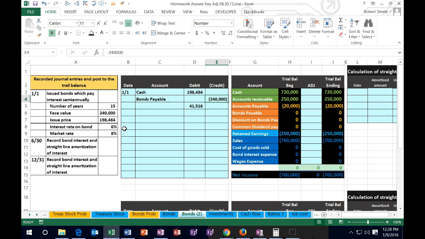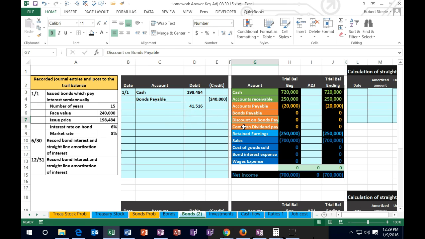You can't change the market rate, and therefore it has to happen because in a free market, the people that are buying the bonds aren't going to buy a bond that's only paying 6% if they can go somewhere else and get 8% return on it. So that's when it's going to happen. We're going to have a discount when that happens, and therefore, we're going to post this to the discount on the bonds.